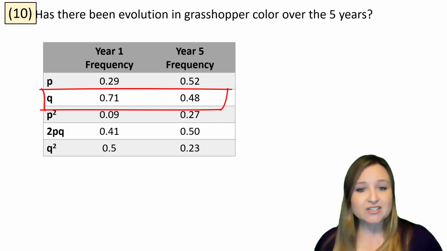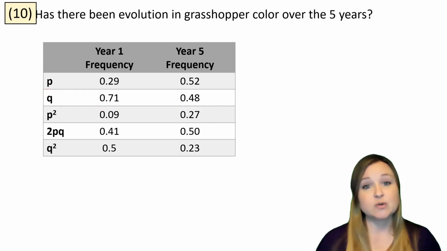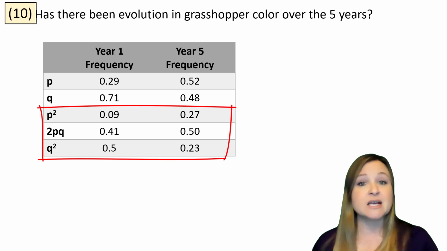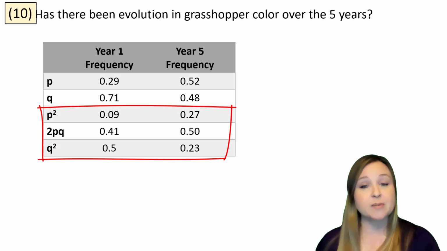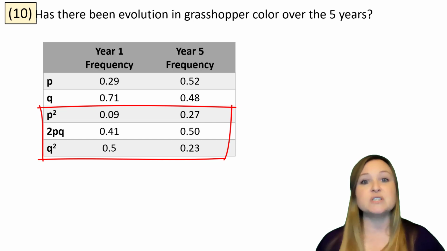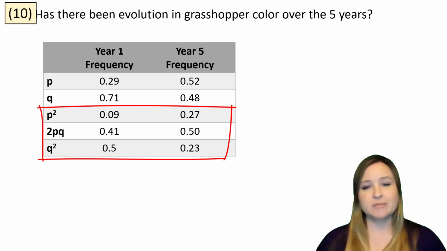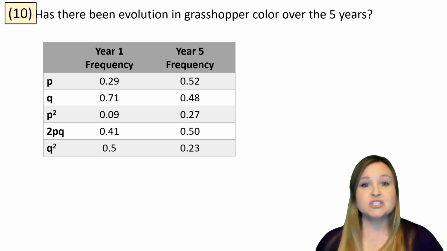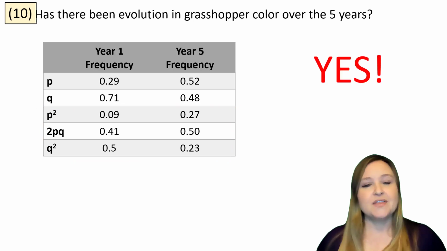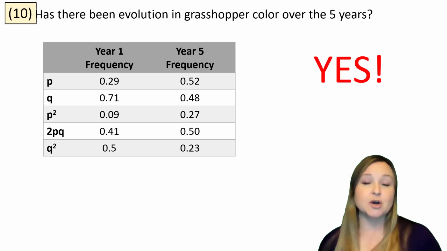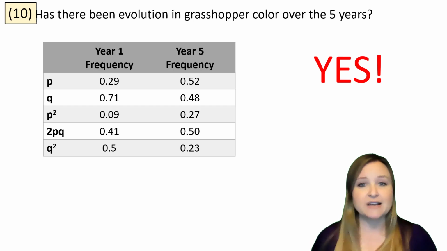Now we can double check ourselves and take a look at the frequency of the homozygous dominant, heterozygous, and homozygous recessive individuals within our grasshopper population. And we see that those have changed as well from year 1 to year 5. So the answer is yes, there has been evolution in grasshopper color over the last 5 years.